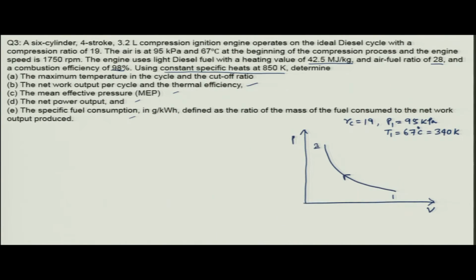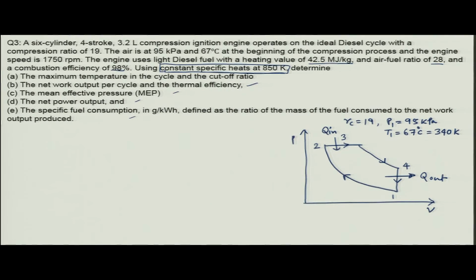So, 1 to 2 is the isentropic compression process, 2 to 3 is the constant pressure heat addition, 3 to 4 is again isentropic expansion, and 4 to 1 is the constant volume heat rejection, right. So, to begin with, we have to take these properties, that constant specific heat evaluated at 850 Kelvin.